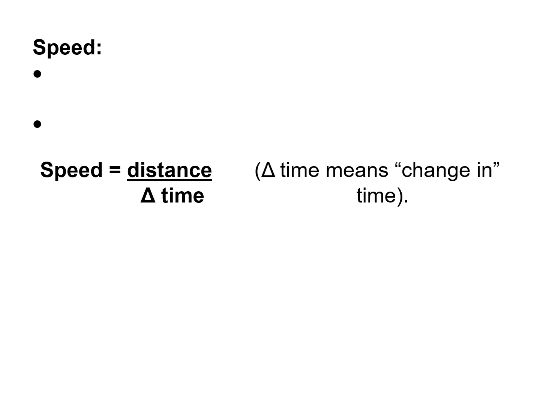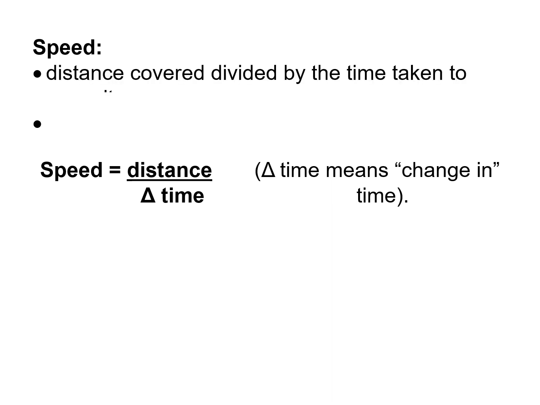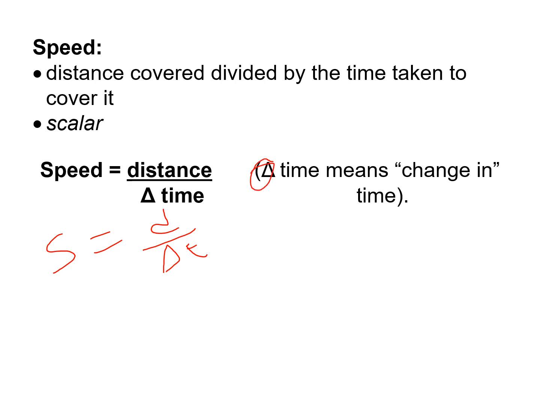So now let's look at speed and velocity. Speed is the distance covered divided by the time taken to cover it. It's a scalar quantity. Speed is distance over time. So we say S equals D over change in time. Okay? The little delta symbol right here simply means a change in. Delta means change.